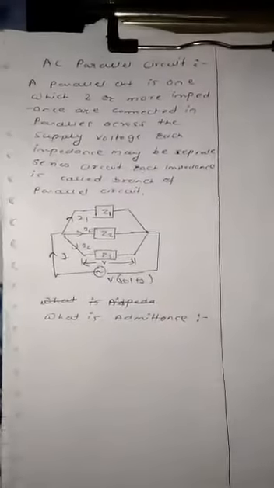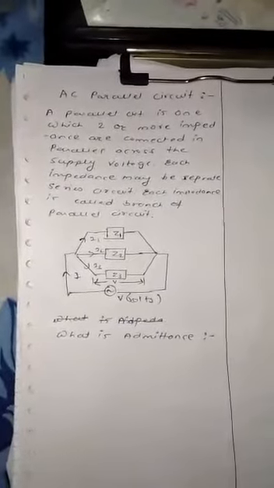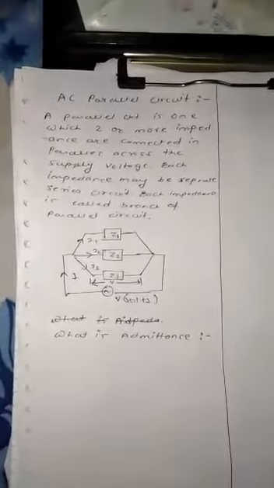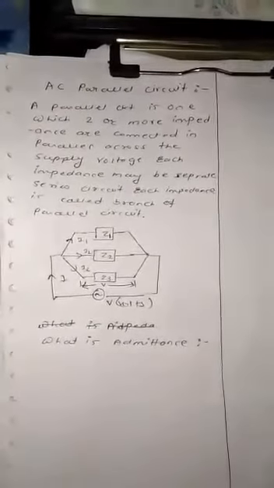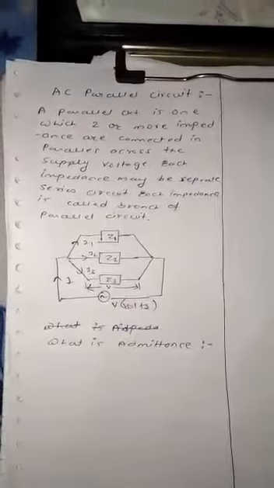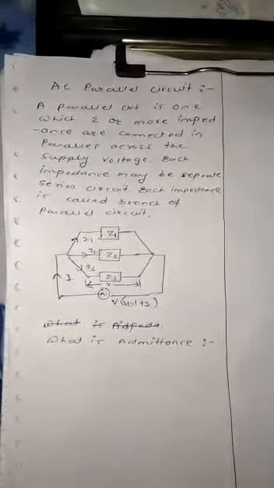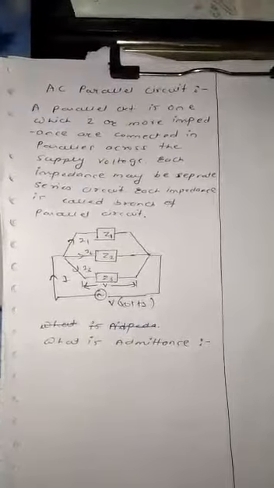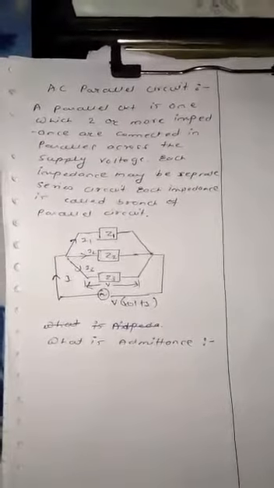Now, what is the admittance? Which are the two components of the admittance, and what is the unit of admittance and its components? First, the definition of admittance. Admittance is defined as the reciprocal of the impedance, and it is denoted by Y and measured in Siemens or mho.